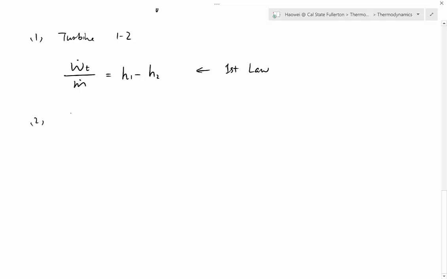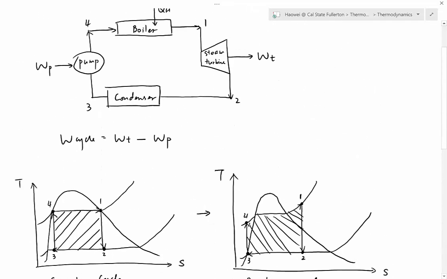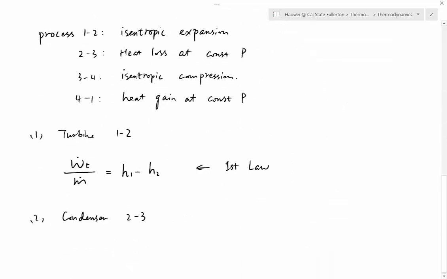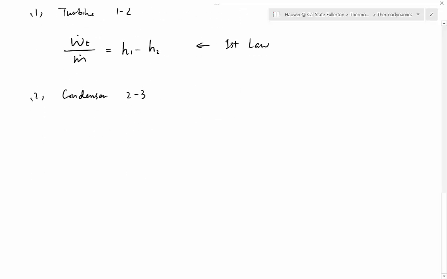And next, we move on to the next step. After 1 to 2 is the condenser, 2 to 3. What do you know about the condenser? What happens in a condenser is you just lose heat, QC, to the environment. So naturally we want to know how much heat you will lose. How do you look for it? First law again. Q dot C over m dot. We can change the subscript to 2 to 3. It's the same thing. And you use first law again. This time the solution is H3 minus H2. It comes from first law.